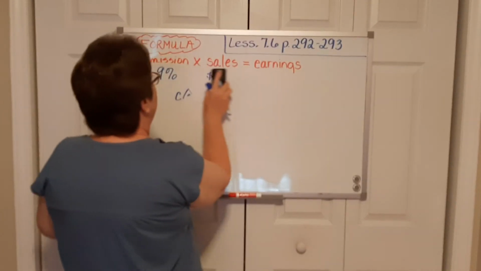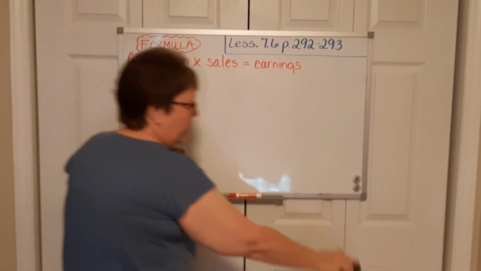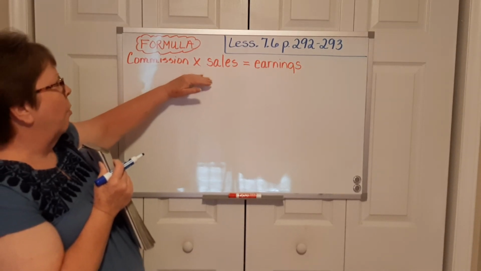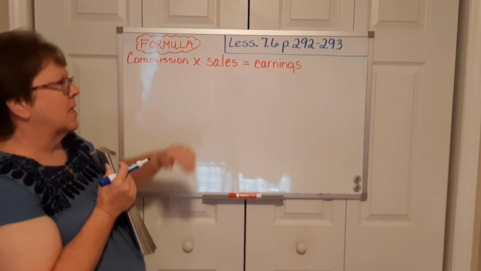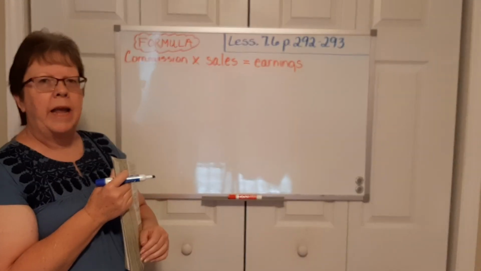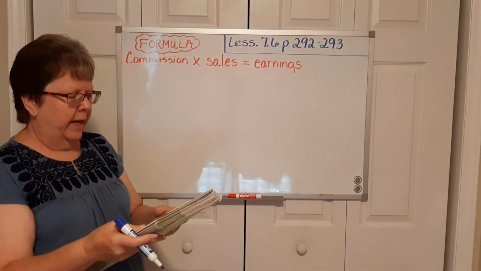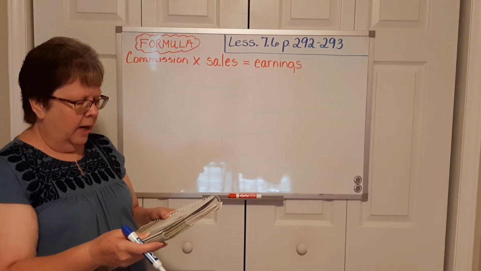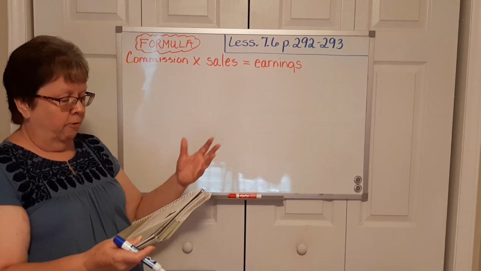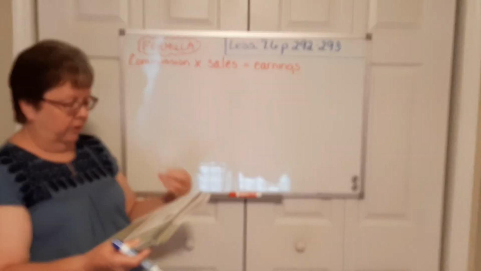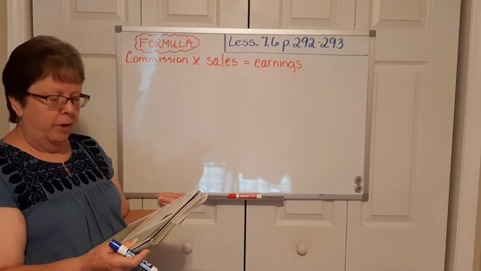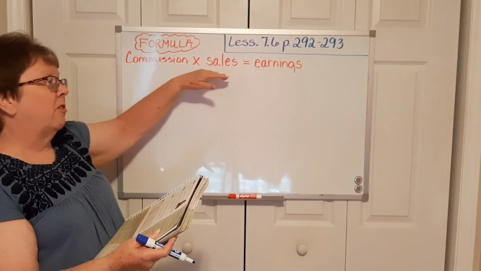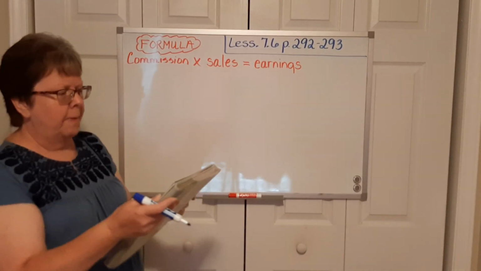That's the type of problems you're doing. Just make sure you have your formula in front of you, because this is how you find the answers to these kinds of problems. When you're doing skill check 1 at the bottom of page 293, each section's a little different. In the first section, you're finding the earnings. In the next section, you're finding commission. And in the last section, you're finding the amount of sales. But you use the same formula.